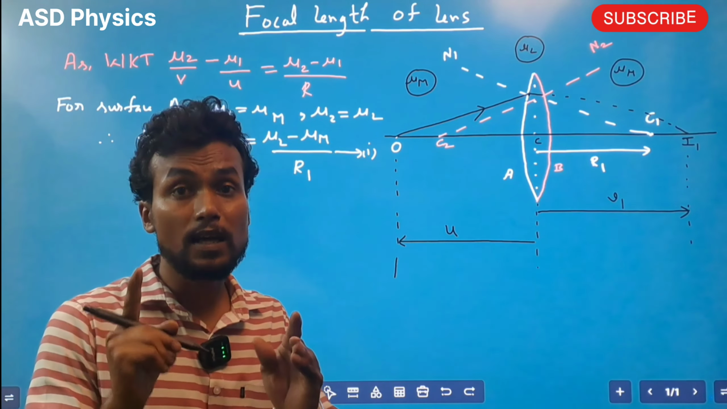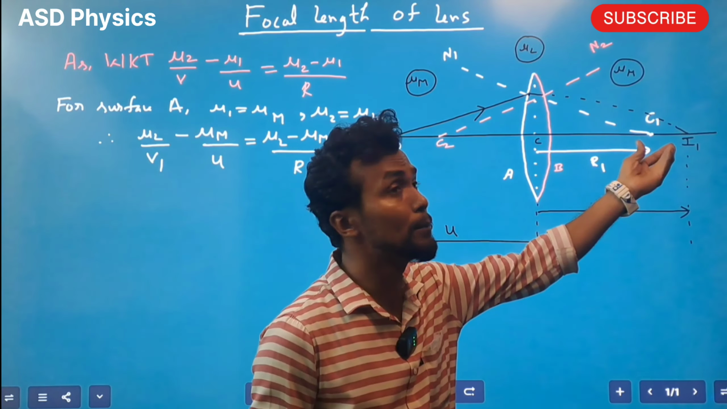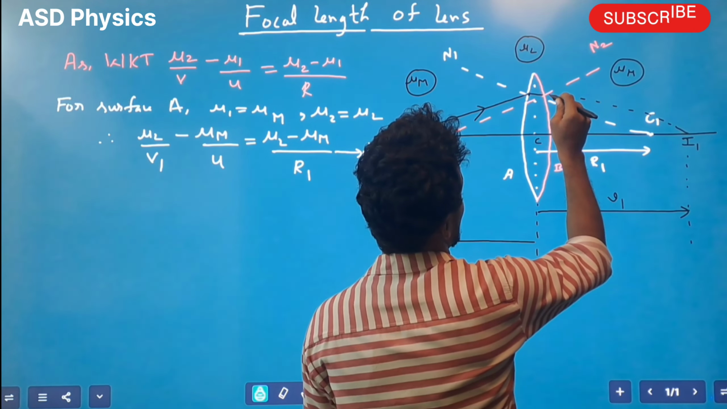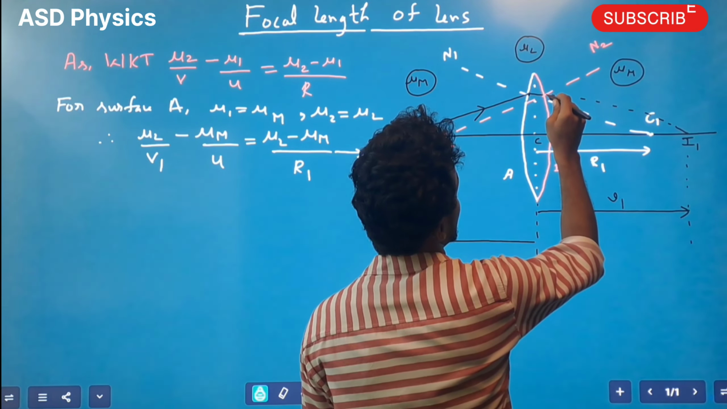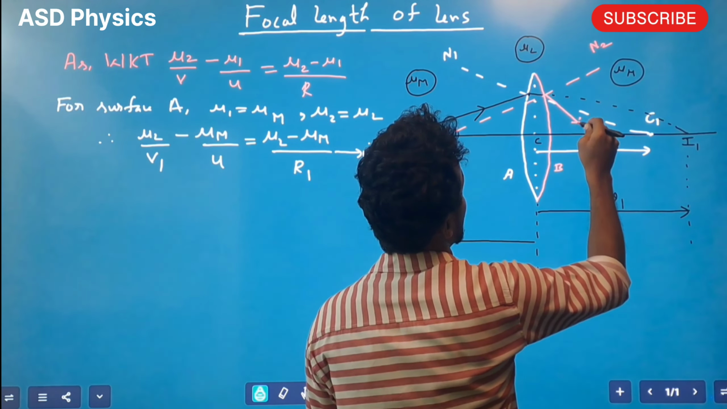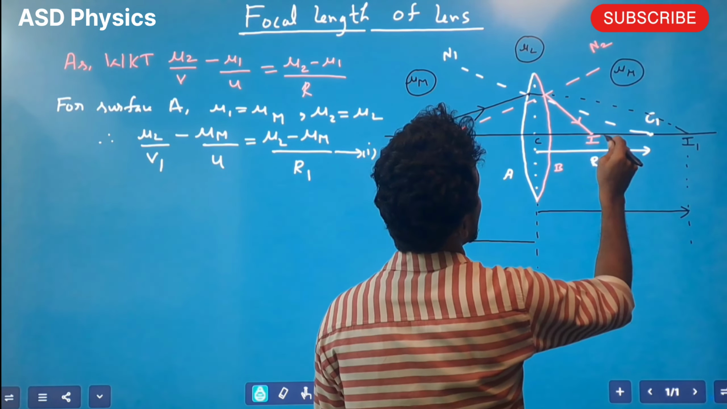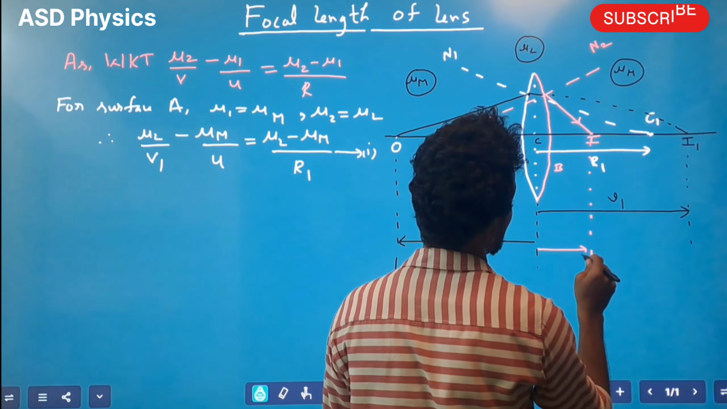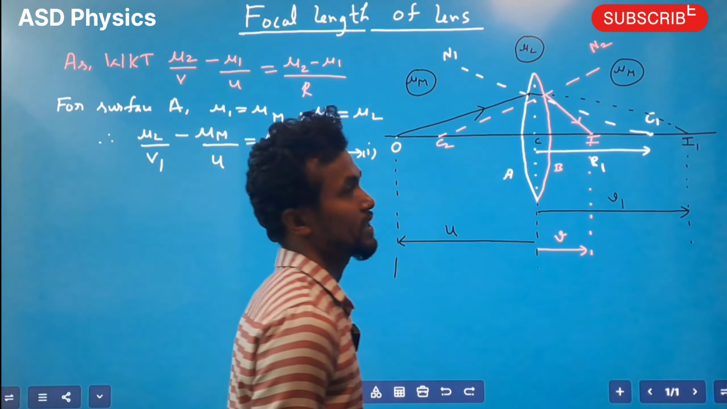And now what is happening? The ray is traveling from the lens to the medium, normally air. So it will go away from the normal here. Let me draw it like this. And here the final image will form. Let's see the distance of the final image from the optical center. This I have taken as v.